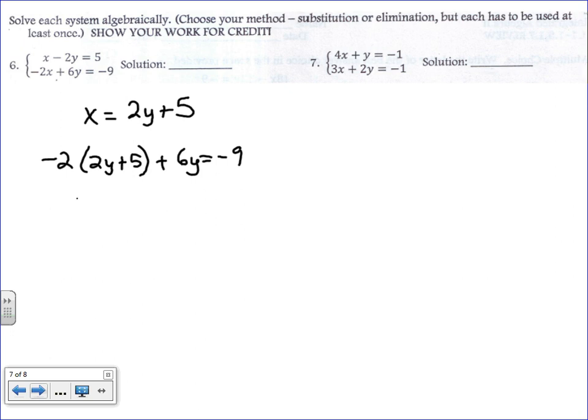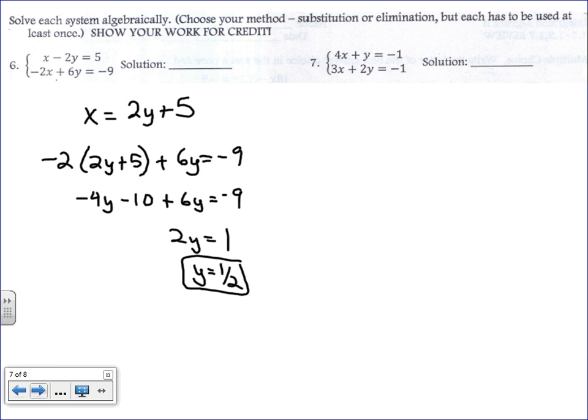So negative 2 times that is negative 4y. Negative 2 times that is negative 10. Plus 6y equals negative 9. So this is 2y equals 1. So y is a half. Okay. Take y equals 1/2. Go back up here and plug that number in. So x equals 2 times 1/2 plus 5.